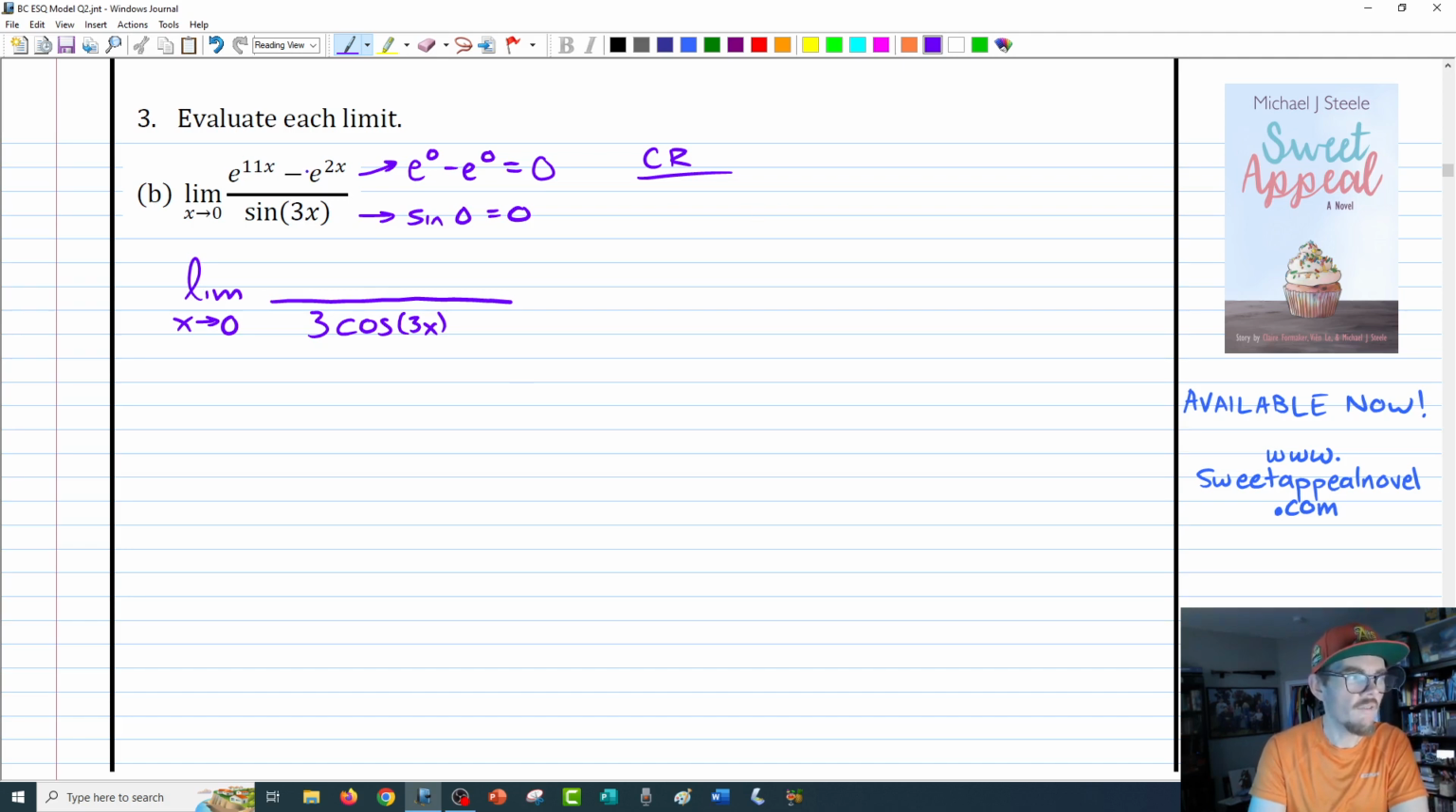Following that same pattern, we have e to the 11x. It's going to be 11e to the 11x because the derivative of 11x is 11. And it doesn't take much to transition the next one to minus 2e to the 2x.